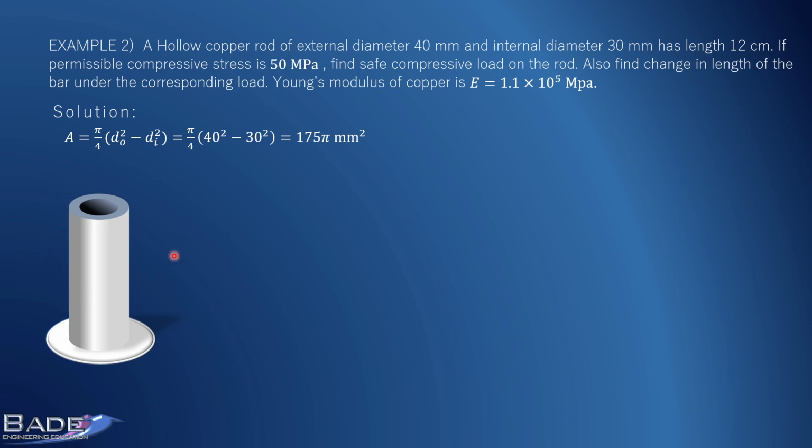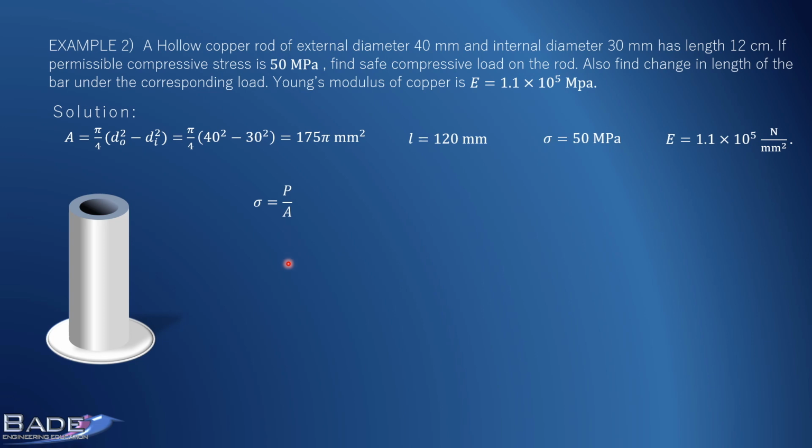Now here is that copper rod. It is a hollow cross section. Lower end is fixed, or you may say that it is resting on the floor and it is a vertical rod. It's not mentioned here, but in any case, when you apply a force on the rod, there will be a reaction on the other side. So the rod is under compression. Now length is 120 millimeters. Stress is given. This is safe stress, 50 megapascal. Stress must not exceed this value. And Young's modulus is 1.1 into 10 raised to 5 Newton per millimeter squared, nothing but megapascal.